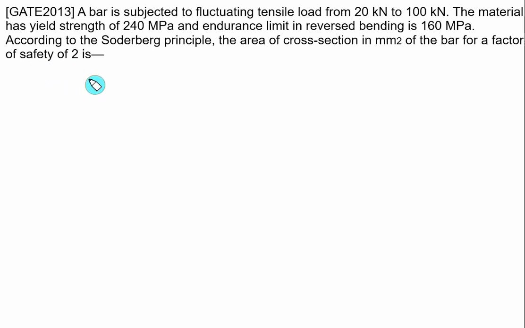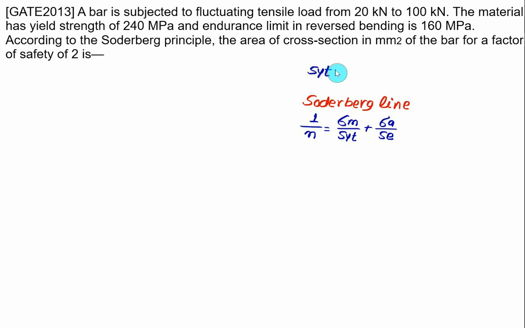Now this one is a slightly reverse problem. We have to find the area. According to the Soderberg criteria, 1 upon n is equal to mean stress divided by SYT plus amplitude stress divided by endurance strength. The value of SYT, the yield stress, is already given as 240 megapascal, and the endurance strength is also known, equal to 160. Your job is to calculate the mean stress and the amplitude stress in terms of the unknown area, and we have to use the factor of safety n equal to 2.